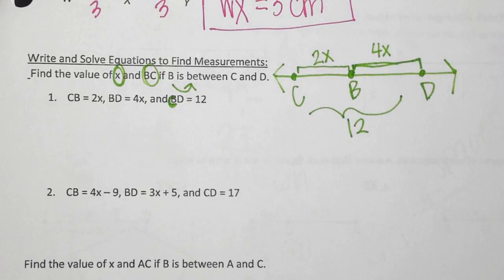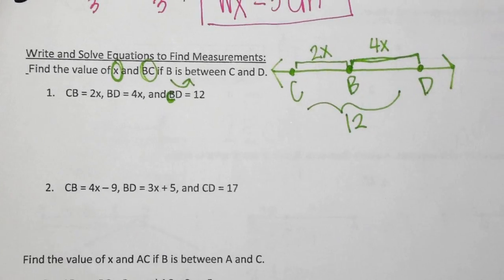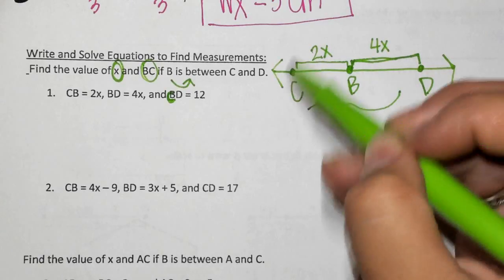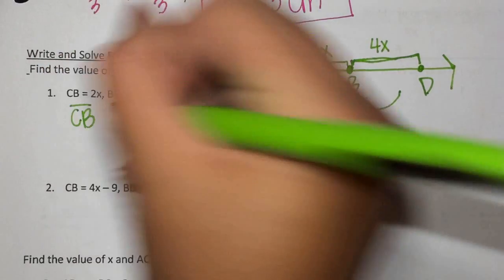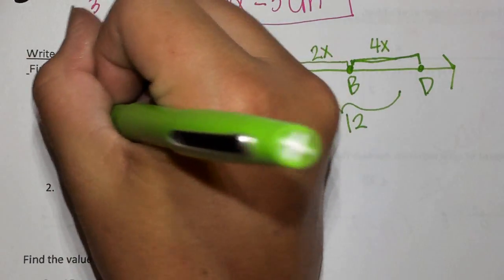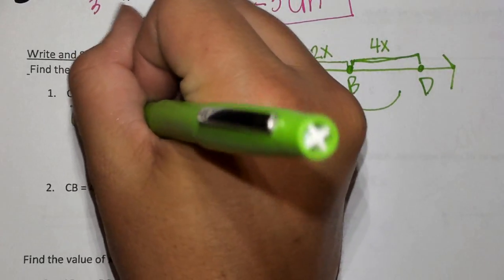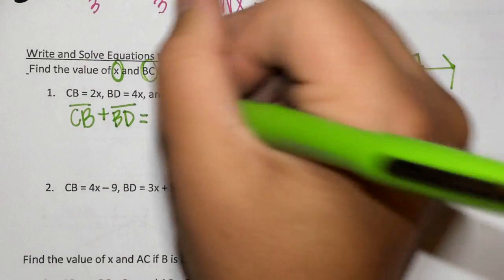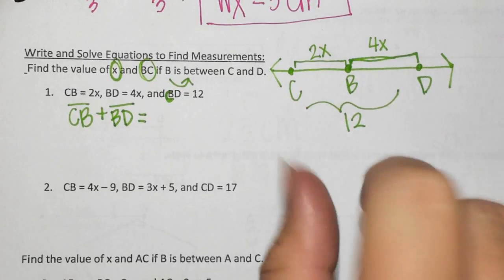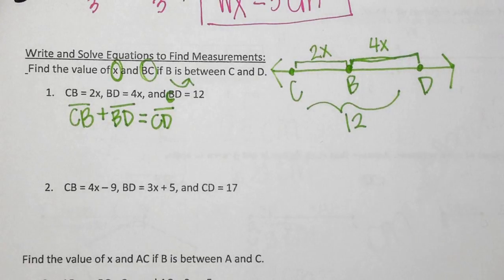Okay, this is the last time I'm going to make you write the formula. Let's write it one more time, and then I'll let you skip it, okay? So, this segment, which is called what? CB. So let's write CB plus segment BD is equal to the whole thing, CD. Start to finish, CD. Okay, all we did was write the formula.